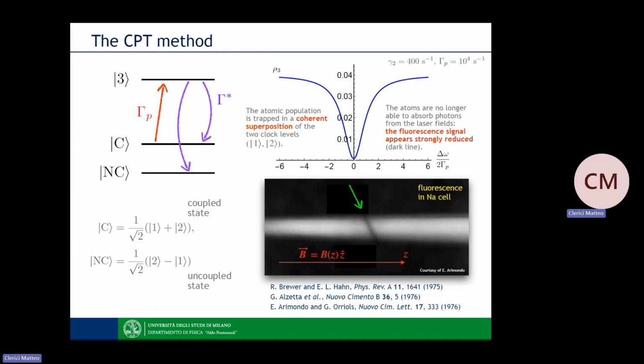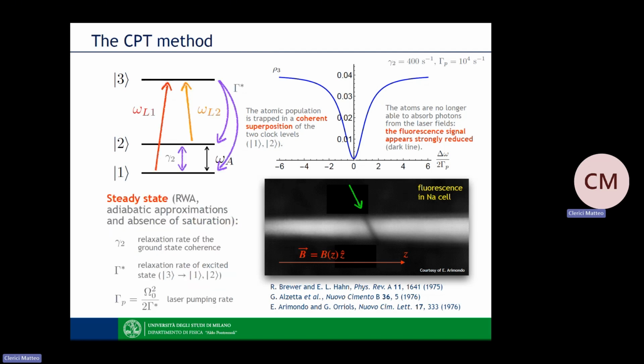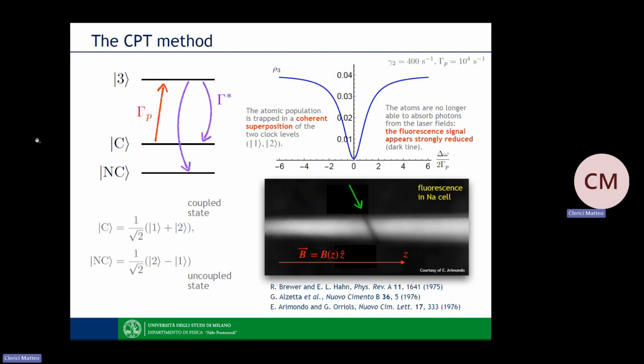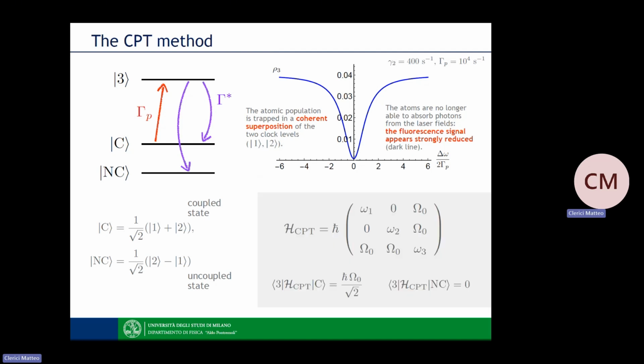Now, this can be better understood if you consider not the actual levels 1, 2, 3 of your atom, but the coupled and uncoupled levels, namely the symmetric and antisymmetric superposition of the two states here. Because in this case, you can see that the coupled level is coupled to the third level, of course, and the uncoupled level is uncoupled from the third level. You see that the whole matrix element goes to 0 here.